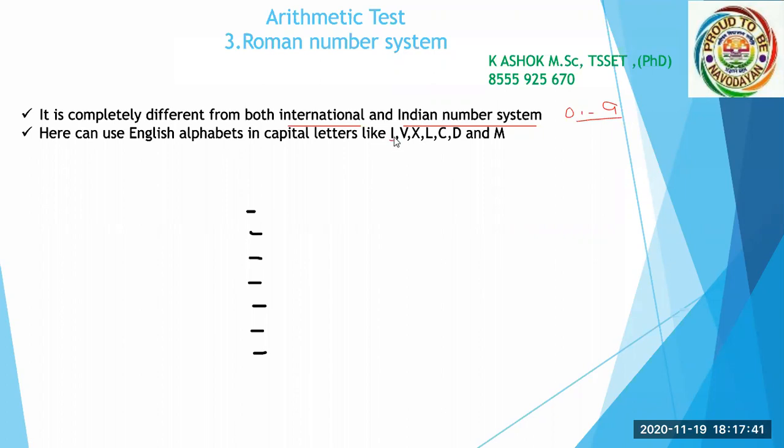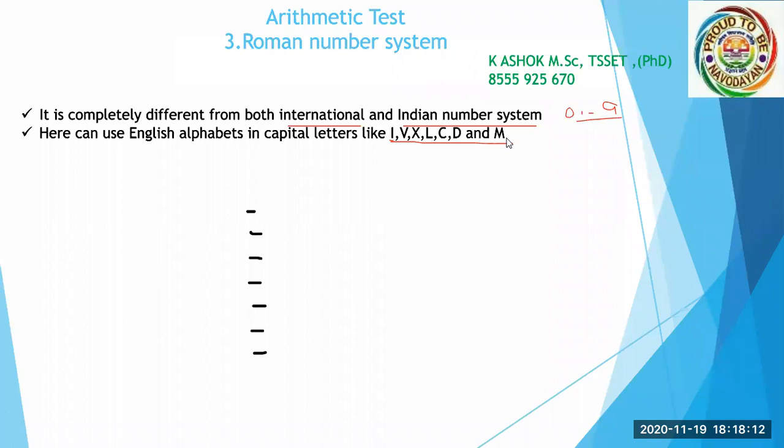What are the English alphabets we are using? I, V, X, L, C, D and M. Very important: in the Roman number system we will not use any numbers. Instead of numbers we are using alphabets, English capital alphabets, not small alphabets. I, V, X, L, C, D and M.